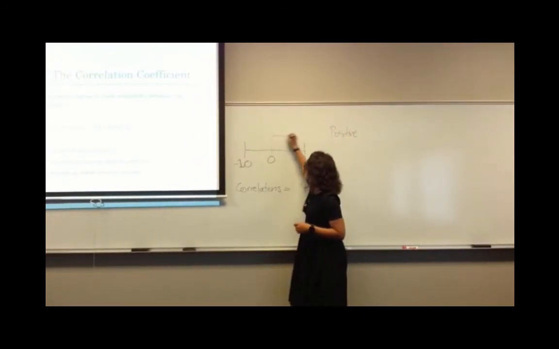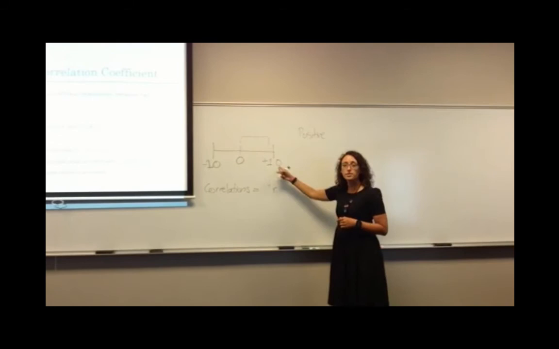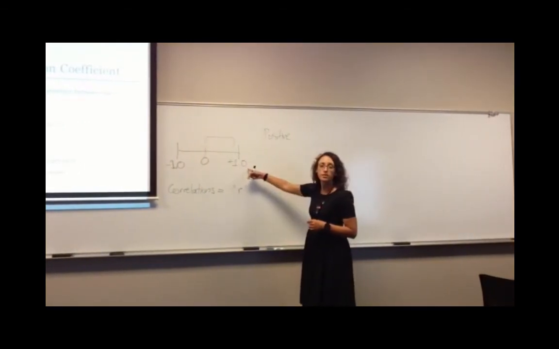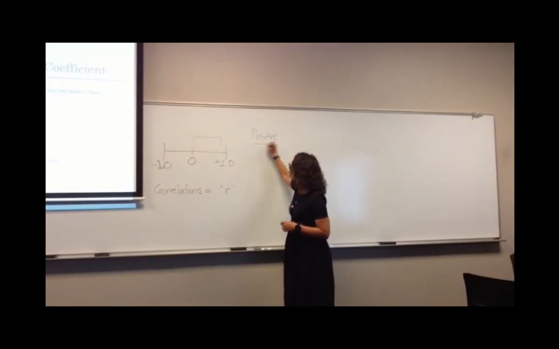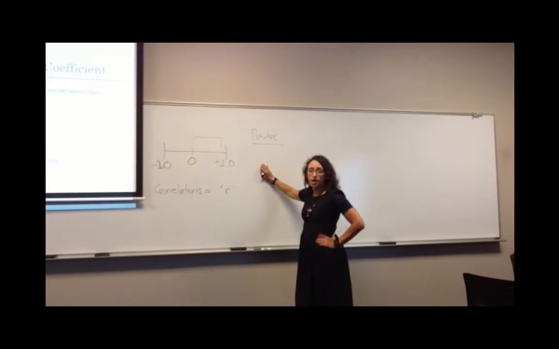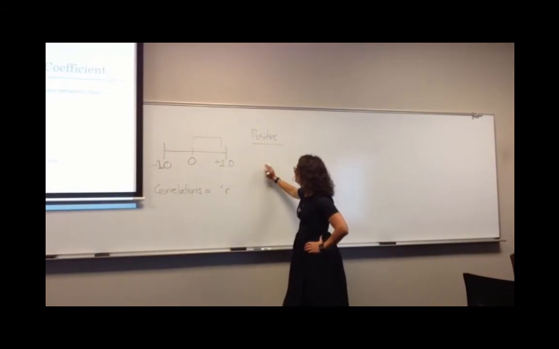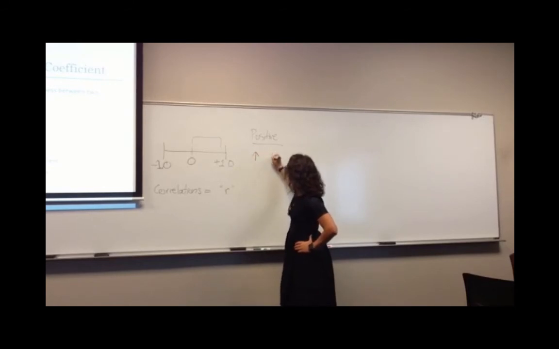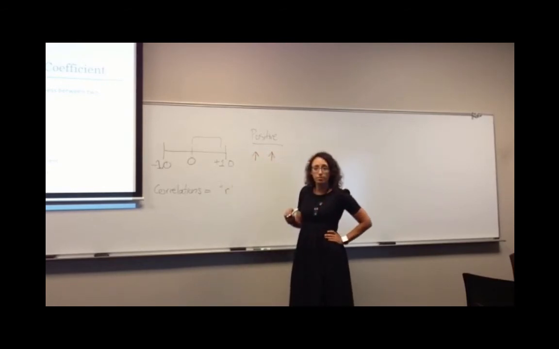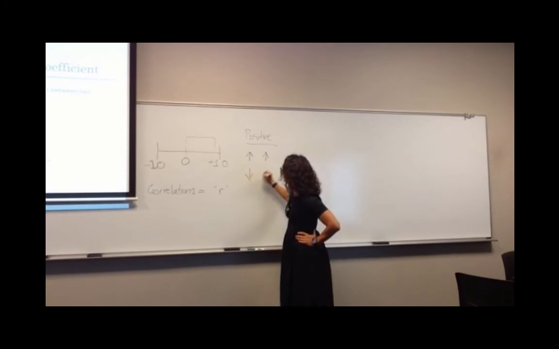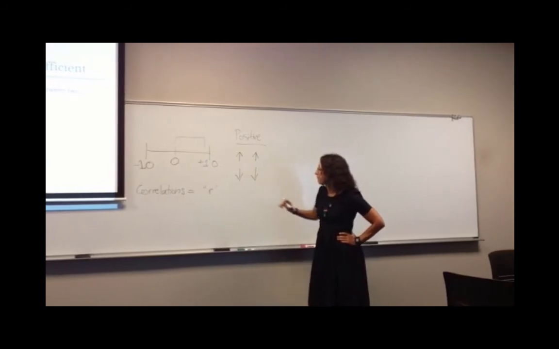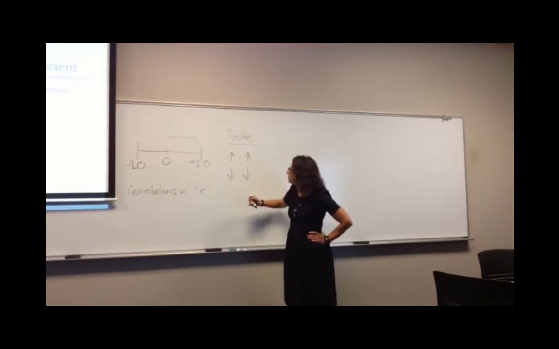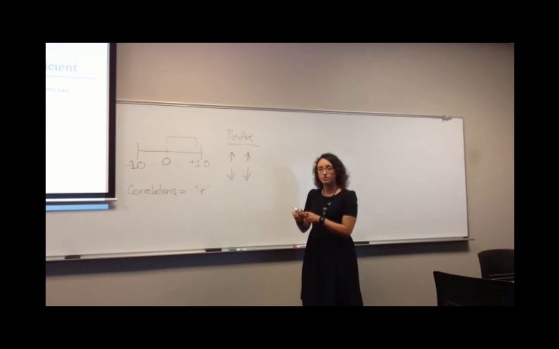Positive correlations. Anything over here on the positive side of the number line, that's all that means. Doesn't mean anything good, it just means it's on that half of the number line. Means that the variables change in the same direction. So as variable 1 goes up, variable 2 goes up. As variable 1 goes down, variable 2 goes down. So it's a positive correlation.